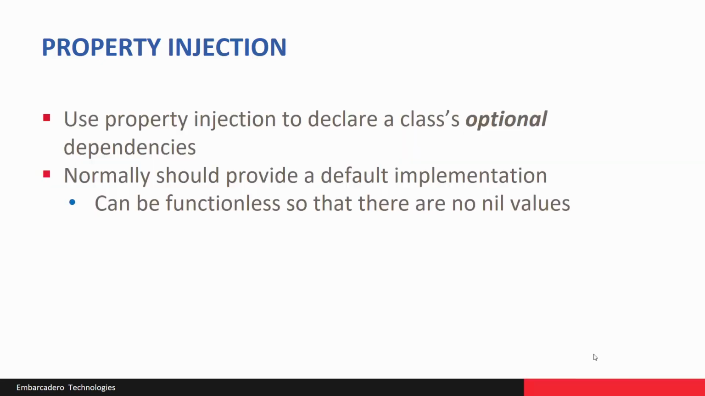That's property injection. You should use property injection to declare optional dependencies for a class. That is, dependencies that a class doesn't necessarily need but might want. And it's normal for you to provide a default implementation of that optional dependency.